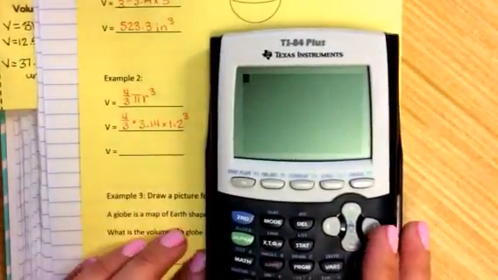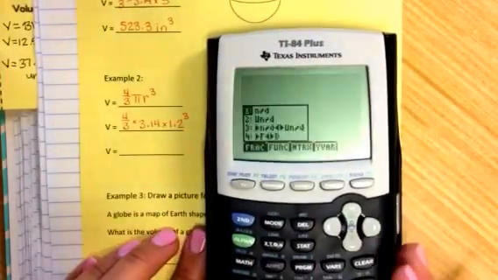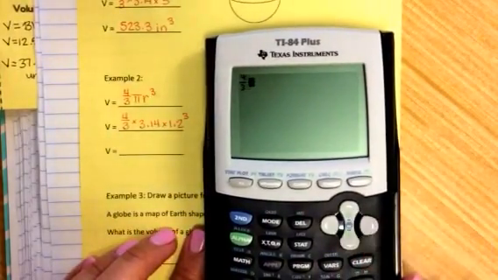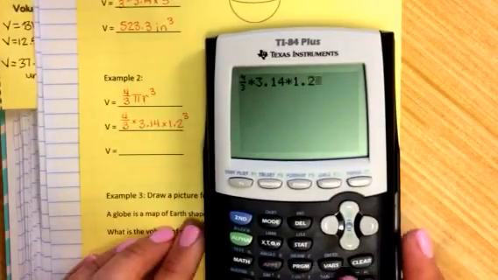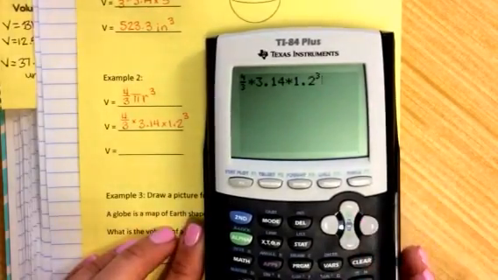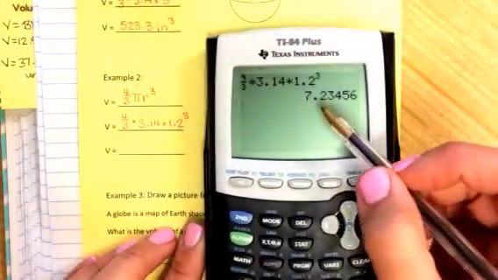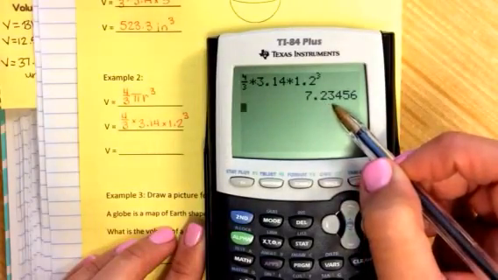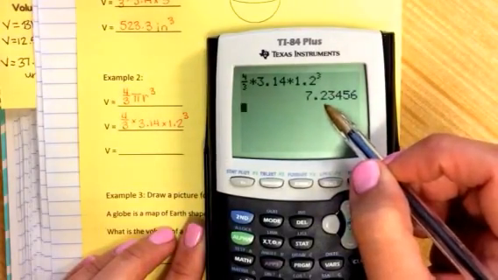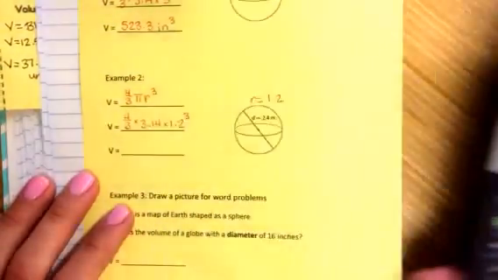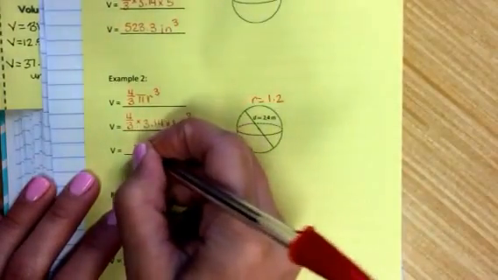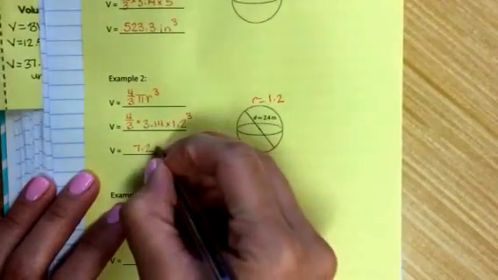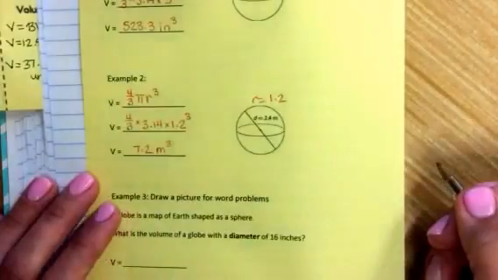So let's go ahead and set that up. 4/3 times 3.14 times 1.2 cubed. And let's round to the nearest 10th. I have a 3 next to the 2. That means the 2 stays the same. So it's 7.2. And that is meters cubed.